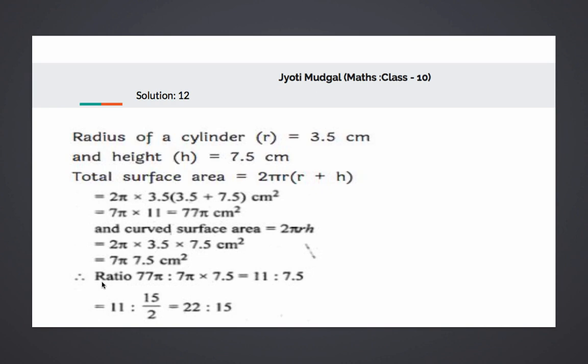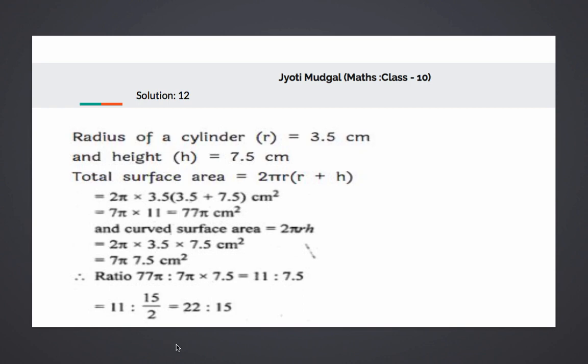Now the ratio, pay attention, students, it matters a lot. Ratio of A to B or B to A, the order totally gets changed. So pay attention, the question says ratio of total surface area. So what will I take first? I'll take first the total surface area value, 77 pi, with curved surface area next. Divide the two, pi cancels, 77 upon 7. 11 is left in the numerator upon 7.5. 7.5 I have written as 15 upon 2.